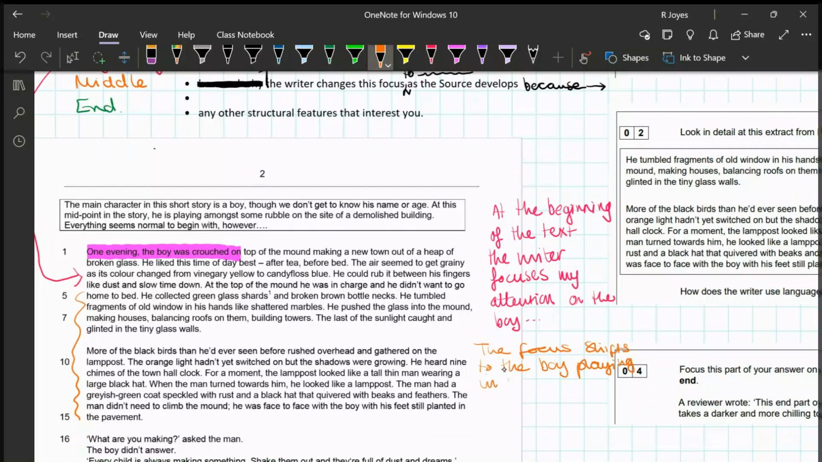In paragraph 2. Because, and then we can carry on. And we've got our second thing. And then we're looking for a quotation. So let's find a quotation we can use. And we said paragraph 2, so let's have a look.